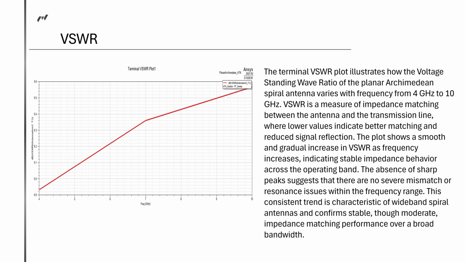This plot shows how the voltage standing wave ratio of the planar Archimedean spiral varies from 4 to 10 GHz. VSWR indicates how well the antenna is matched to the transmission line, where lower values mean better matching. The graph shows a smooth and gradual increase with frequency, without any sharp peaks. This confirms stable impedance behavior and wideband operation of the spiral antenna.